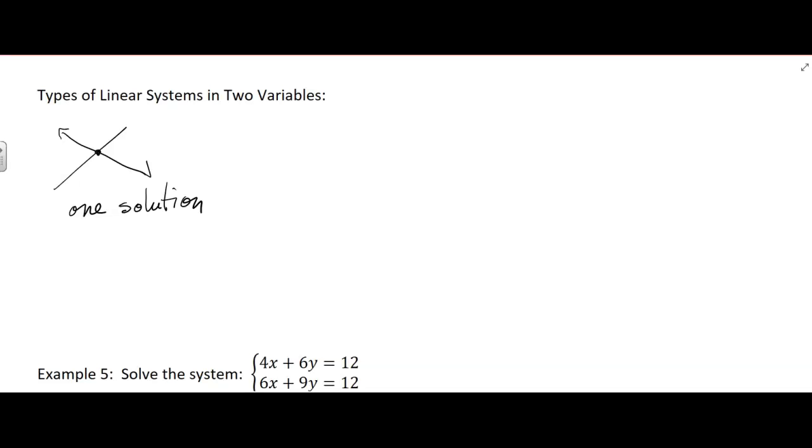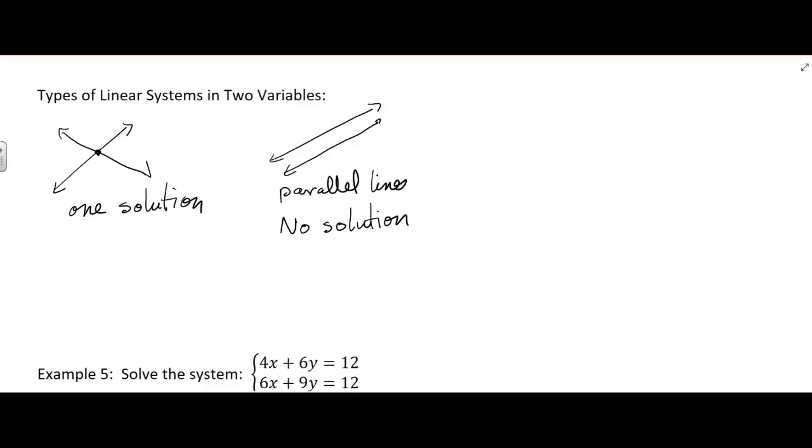I'll put little arrows. Okay, you could have a line and then another line, and they're parallel. So these are parallel lines. And then you're going to get no solution. This system is said to be inconsistent.